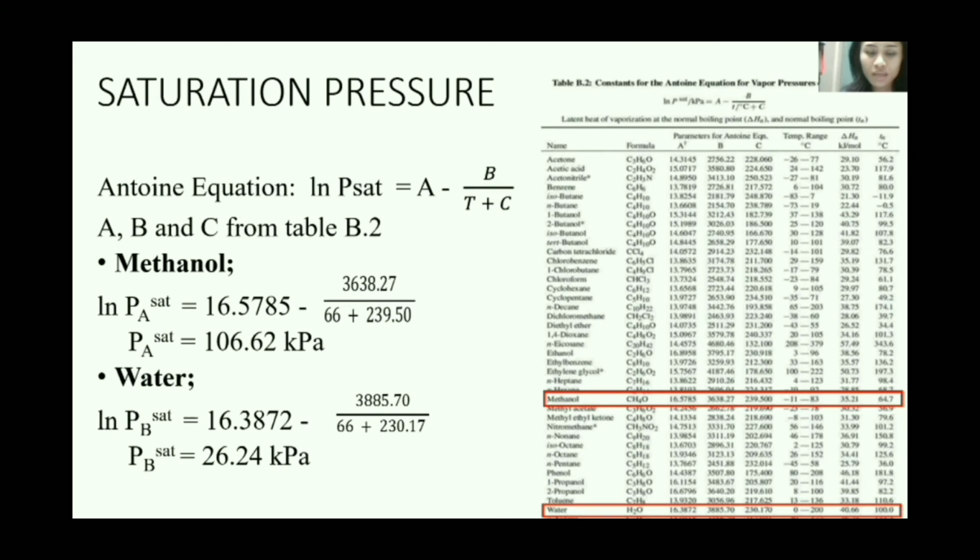In order to obtain the number of theoretical stages required, we started off with the calculation of the saturation pressure. Since our system falls within the temperature range, which is 66 degrees Celsius, we are going to use the Antoine equation to compute the saturation pressure for both methanol and water. We are going to get 106.62 kilopascal and 26.24 kilopascal of saturation pressure for methanol and water respectively.